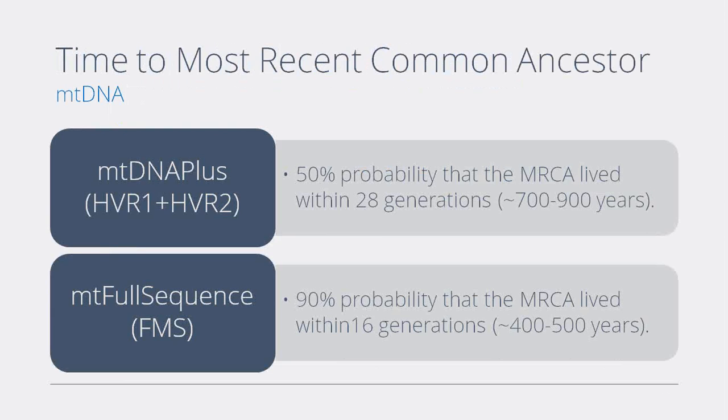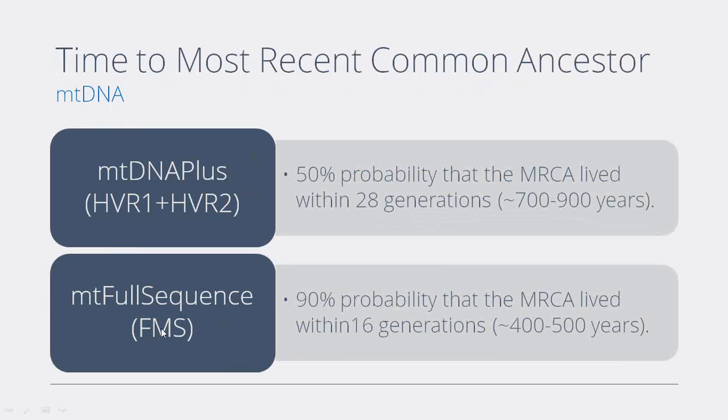Time frames for mtDNA: the time to most recent common ancestor, or TMRCA, is more broad than yDNA, which is why we actually ended up eliminating the absolute basic level. We used to sell just HVR1 by itself, and we were able to bring the price point down enough that it just didn't make sense to offer just HVR1 anymore. So the mtDNA Plus test is now our entry-level test. It tests the two different regions of the mtDNA. And at this level, there's a 50% probability that the most recent common ancestor lived within the past 28 generations, which is, again, that 700 to 900 years. So time frame-wise, it's kind of the same as a 12-marker yDNA test, except in this case, it's a 50% probability. So in the other half of the cases, an mtDNA Plus match might share a common ancestor with you over 1,000 years ago. So it's still pretty broad.